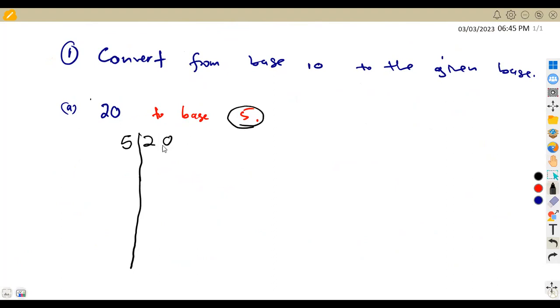We are converting to base 5. So here you can note a column of remainders. If we divide 20 by 5, that is 4, and we've got a remainder of 0. Still we are dividing by 5. So it's 4 divided by 5. You see that this one is impossible.